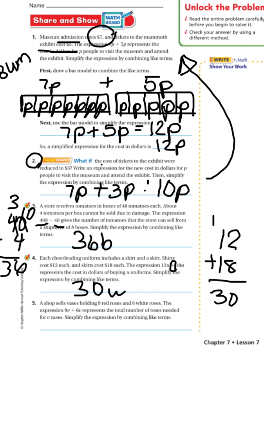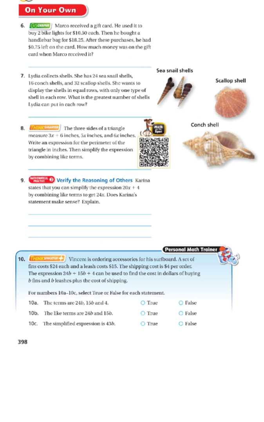Number 5. A shop sells cases holding 9 red roses and 6 white roses. The expression 9v plus 6v represents the total number of roses needed for v vases. Simplify the expression by combining like terms. They both end in v, 9v plus 6v, so we need to just do 9 plus 6, which is 15, and then we need to replace the variable on the end, 15v. On your own.